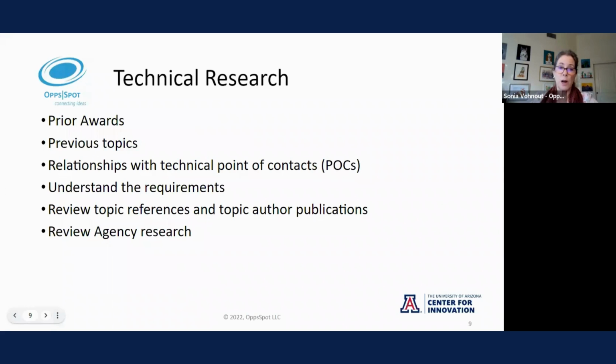So for the technical research, understand what prior awards have been made, who's been out there winning and who's been making those awards, and understand the previous topics so that you are going to be a subject matter expert on this. Build relationships, understand the requirements. Remember when we went through what a topic looks like, at the bottom of each topic there's going to be a lot of references. Make sure you read them and did your research and understand who published it, why it was published, and how it relates to the particular topic. So when you're writing your proposal, you know what the state of the art is and what you're going to be writing about, right? And also do research on who your customer is.